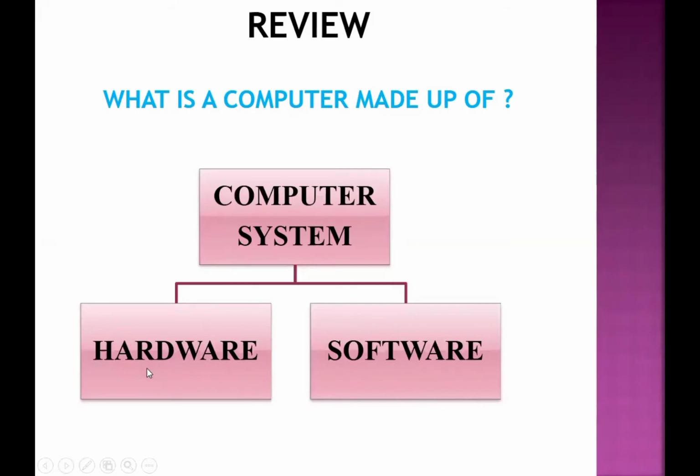In the previous class, I also told you what hardware is and what software is. The physical parts of a computer that we can see or touch are called hardware. For example, keyboard, mouse, scanner, printer. These are all hardware devices because we can see and touch them.